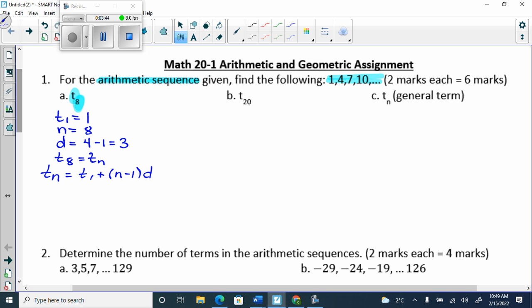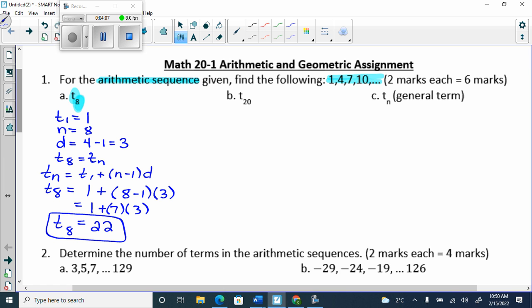I forgot. Or I have to find n first using Tn. I forgot, right? But you check. Okay. So we're going to do T8 equals T1, which is 1, plus n minus 1, which is 8 minus 1, times d, which is 3. So I get 1 plus 7 times 3, which is 22.